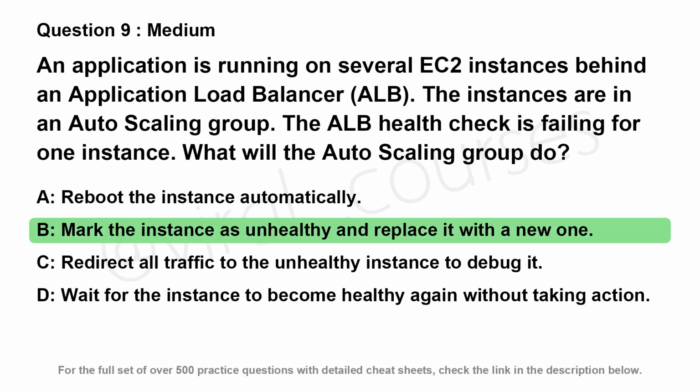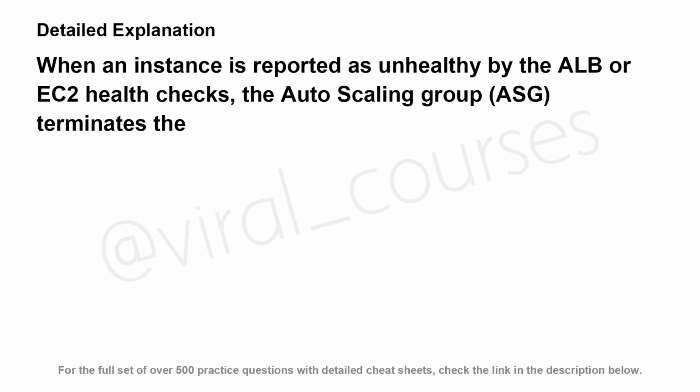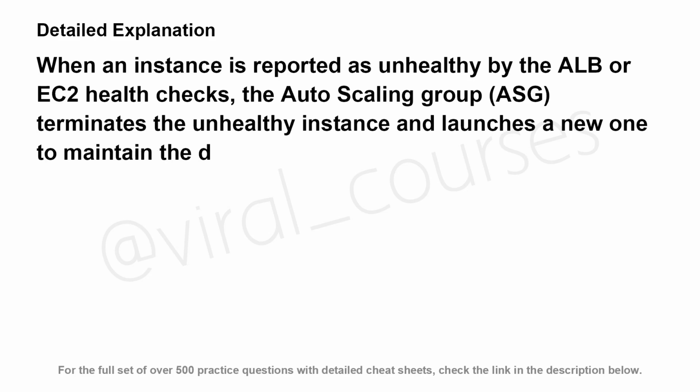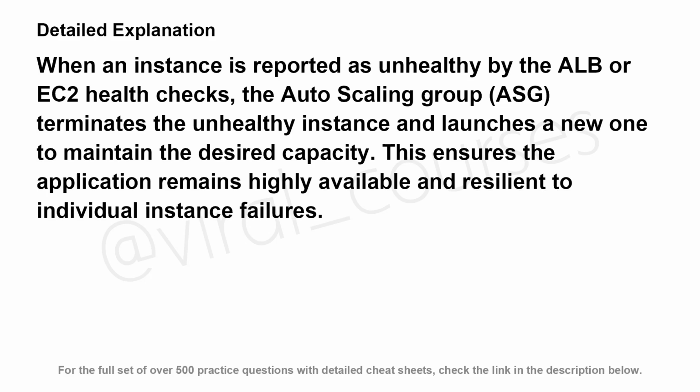The correct answer is B. When an instance is reported as unhealthy by the ALB or EC2 health checks, the auto-scaling group, ASG, terminates the unhealthy instance and launches a new one to maintain the desired capacity. This ensures the application remains highly available and resilient to individual instance failures.